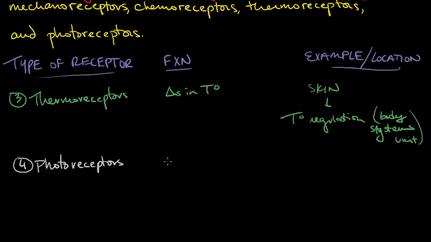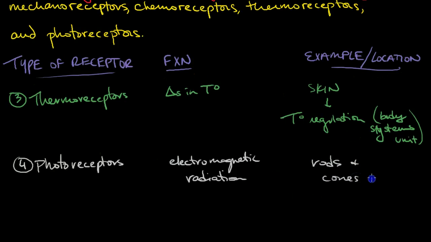And these actually are used to detect electromagnetic radiation. And the examples are the rods and cones in the retina of your eye. Okay? And so those are the four types of receptors that we have in our bodies.